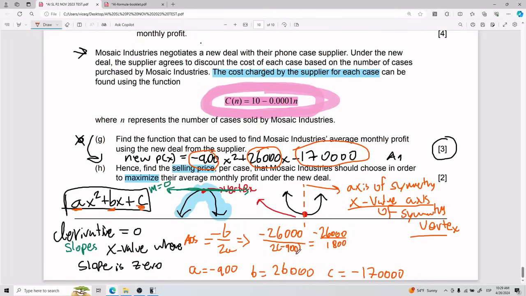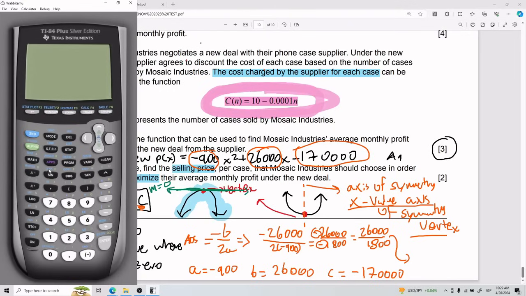What is one way I realized? I realized that my axis of symmetry should be positive or else it wouldn't make sense. You can only sell a positive amount of phones. You can't sell a negative amount of phones. So that means that this over here ends up being negative. A negative and a negative makes the whole thing positive. So 26,000 divided by 1,800. On my calculator, this gives me 144.